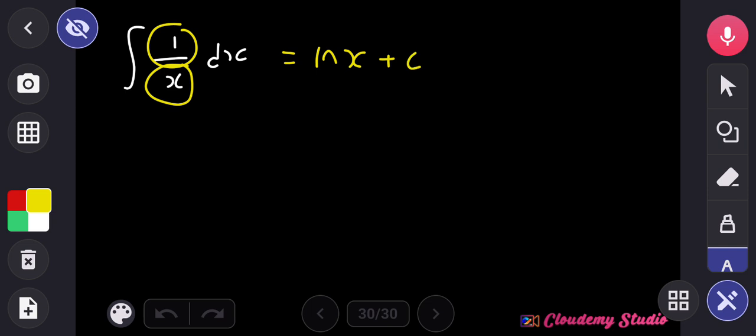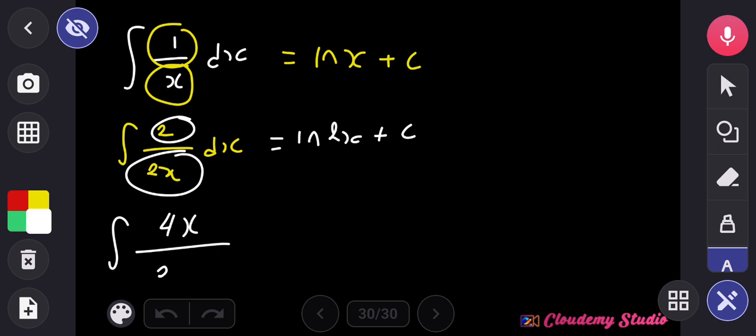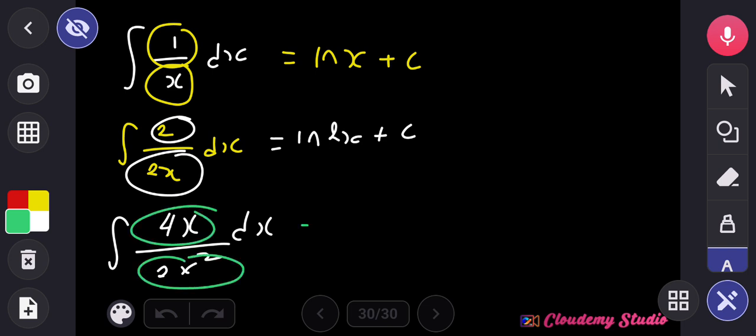So what if they say that you should integrate 2 divided by 2x dx? What will be your answer? Differentiate your denominator. You have 2, which is our numerator, which means your answer is ln of 2x plus c. What if they ask you to integrate 4x divided by 2x squared dx? You know that if you differentiate your denominator, you get your numerator, which means your answer is ln of 2x squared plus c. So this is how the integral of this form works. You understand? This is basically how it works.